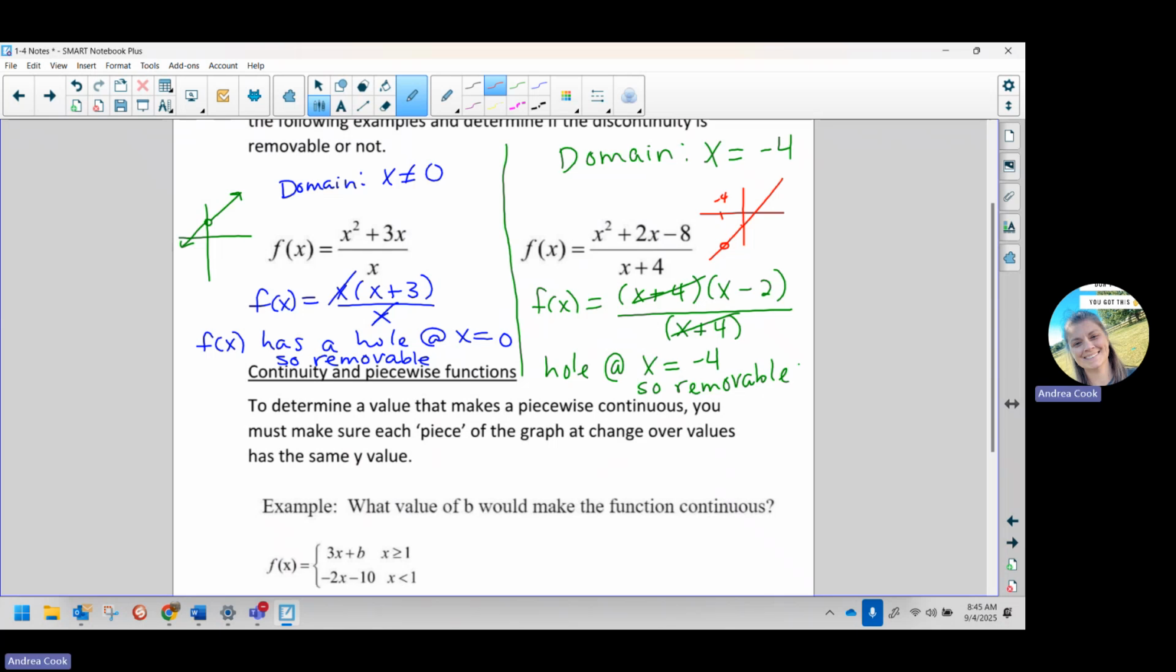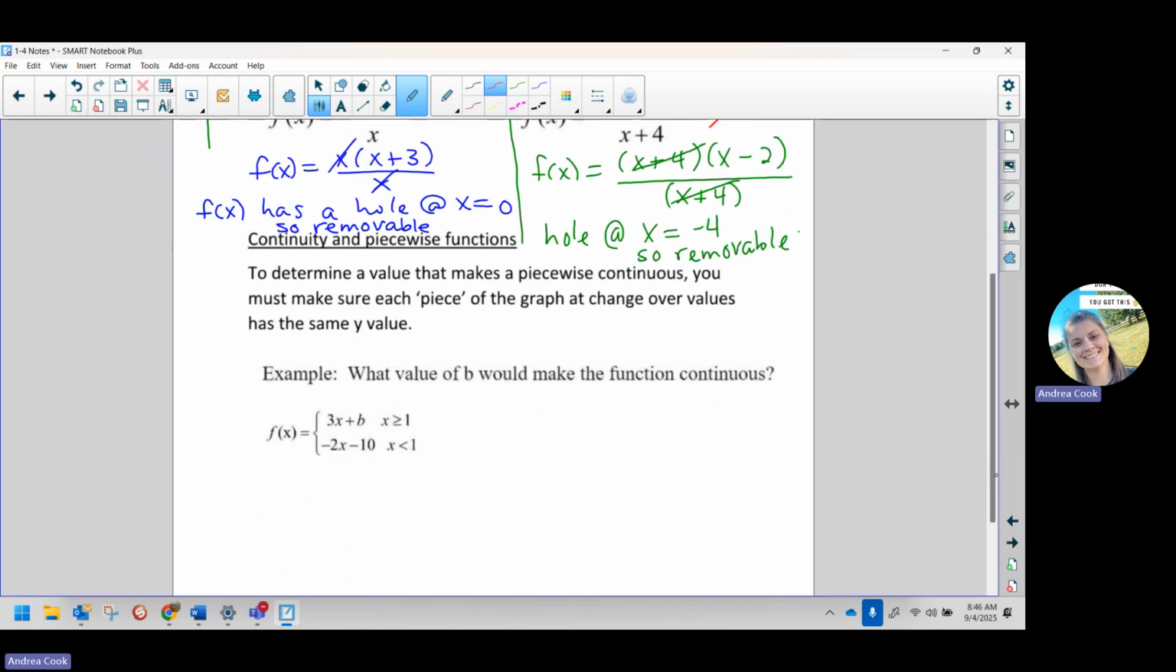Okay, continuity and piecewise functions. To determine a value that makes a piecewise function continuous, you must make sure that each piece of the graph at the break, where the inequality is, has the same y value, that the two pieces come together. And we have to do it using proper math.